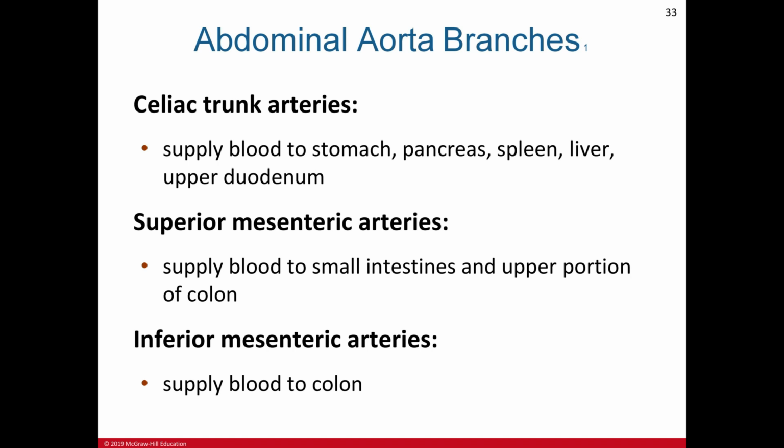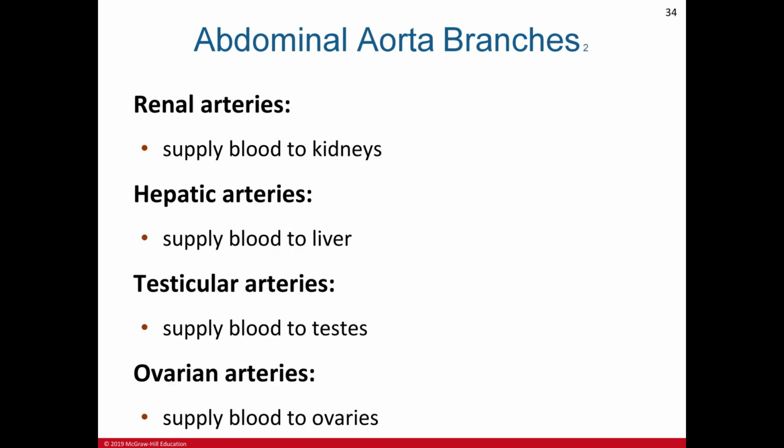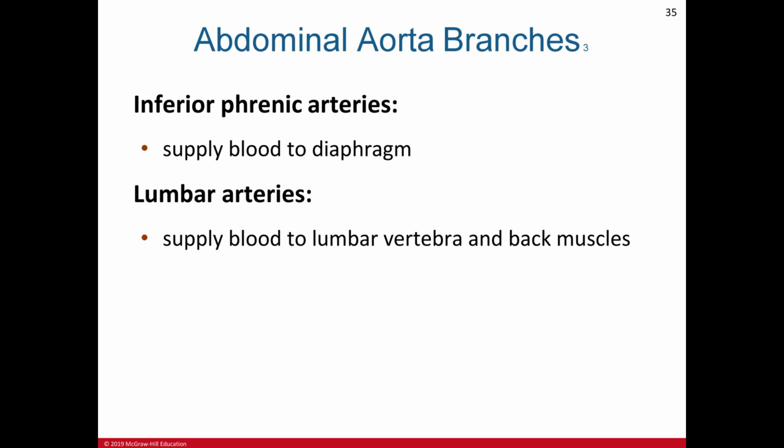colon. The inferior mesenteric artery supplies blood to your colon, while the following are the three paired arteries of the abdominal aorta. Again, this is part of your visceral abdominal aorta. So we have the renal arteries, the hepatic arteries, and the testicular arteries, or ovarian arteries for females. The parietal branches of the abdominal aorta supply the diaphragm and the abdominal wall. These are called the inferior phrenic artery for your diaphragm and the lumbar artery for your lumbar vertebrae and back muscle.